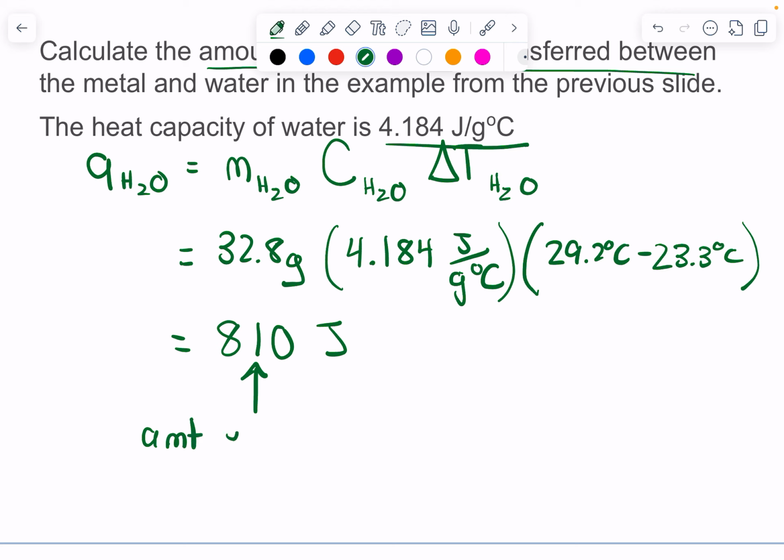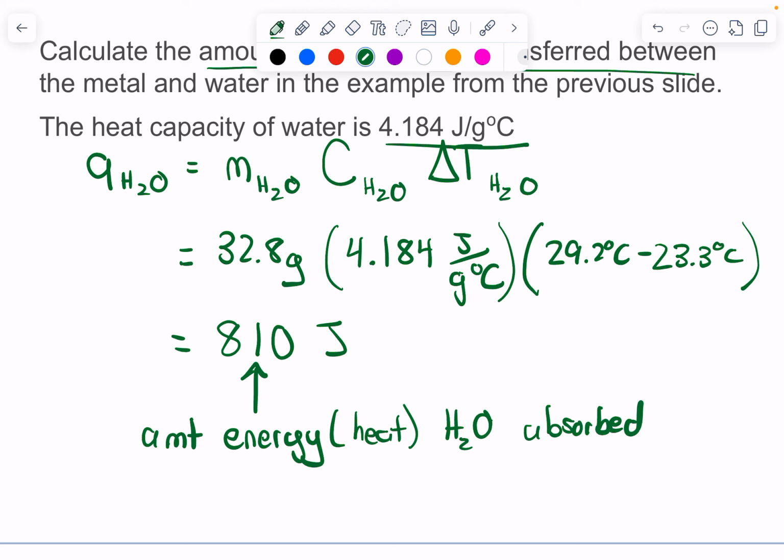amount of energy in the form of heat that the water absorbed. So that's why it's positive. When we did this calculation, it came out positive. The thing that affected whether it was positive or negative was the fact that we did final minus initial. That's going to give us the correct sign. But we should know that this should be positive because the water heated up, right? So it absorbed energy.